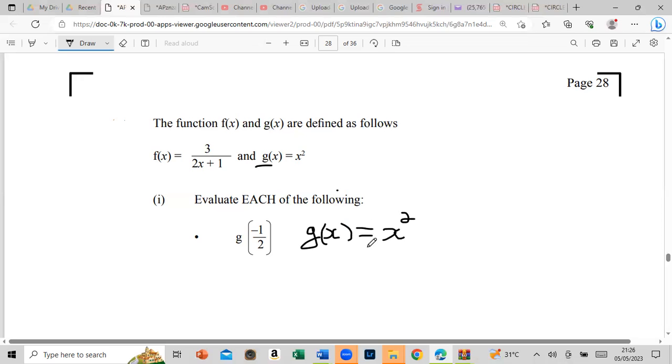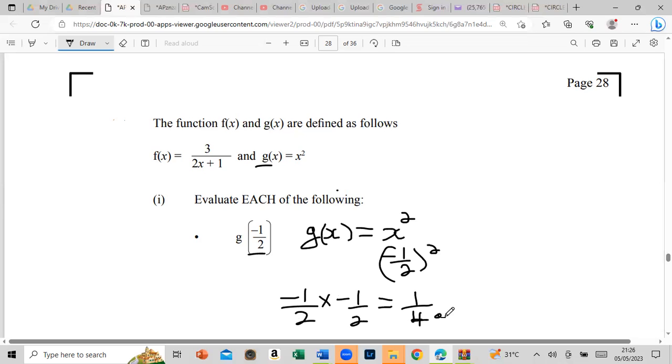So what we're gonna do, we're gonna replace x with negative 1 over 2. Alright, so it's negative 1 over 2 squared. You can even rewrite this if you want like this: negative 1 over 2 times negative 1 over 2. Negative times a negative, that's positive. So the answer would be a quarter. Who got that correct? Let me check in the chat.